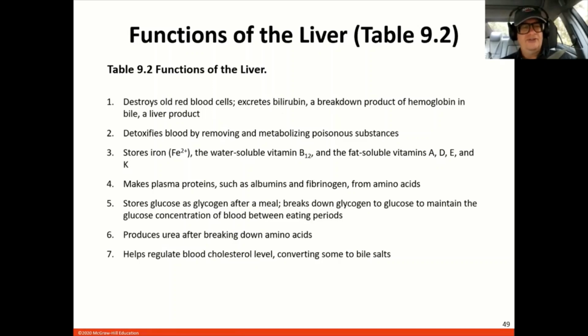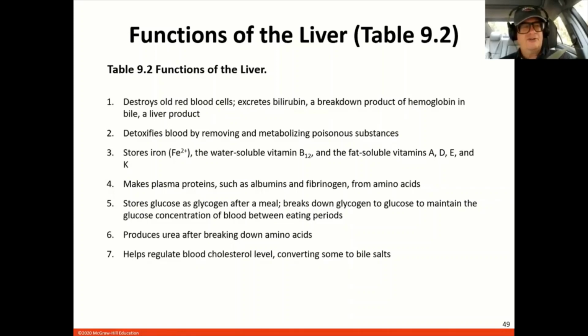So this is funny. They have 7 functions of the liver. They could probably put like 300 functions of the liver. If you don't know what something does in the human body and anatomy, if you have no clue at all, I would guess liver if I know nothing about the subject, because the liver does so many things. Anyway, so let's go through this.